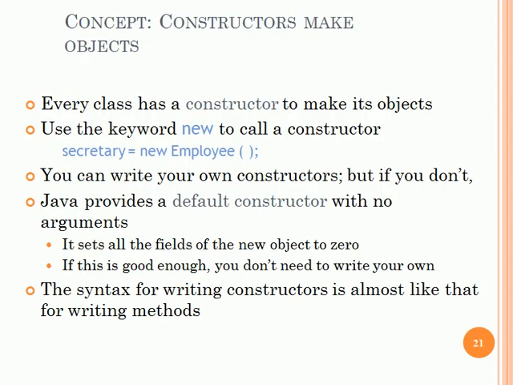The next concept is that constructors make objects. Every class has a constructor to make its objects. Here new is a keyword we are using to call a constructor. So secretary equal to new Employee. Also, Java provides a default constructor with no arguments. It sets all the fields of the new object to 0. The syntax for writing constructors is almost like writing methods.